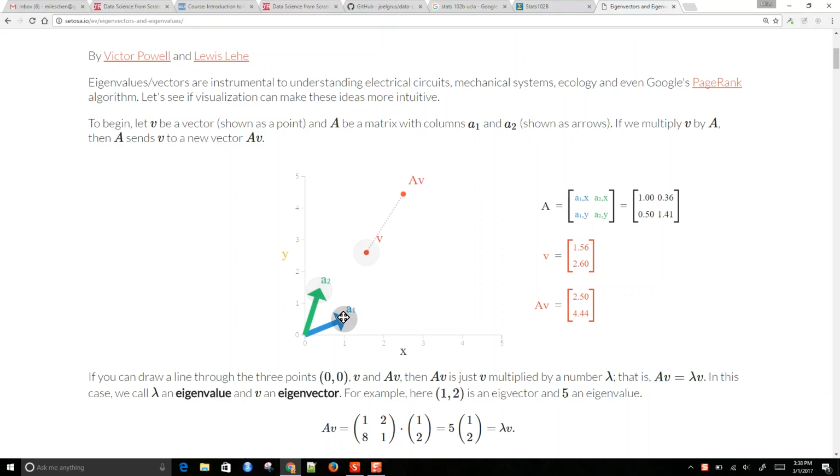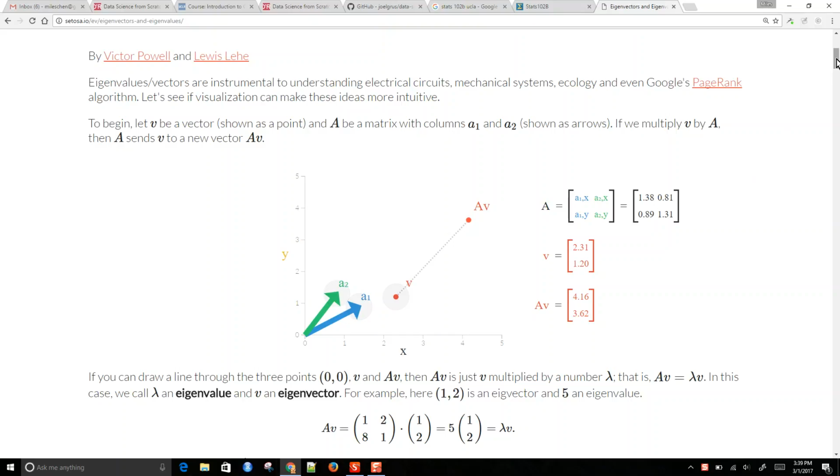Multiplying V by A changes what V looks like and moves it out here. If we look at how V has been affected by A, it moves it to another location in the space. Our original vector goes from here, and after we multiply by A, the vector A times V takes us out to here. So we can think of the square matrix A as some kind of transformation on the vector V.